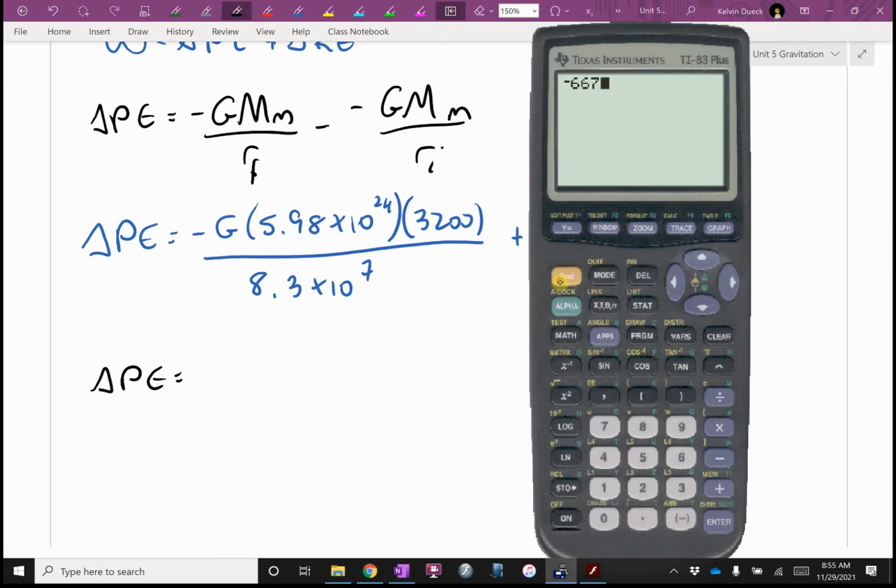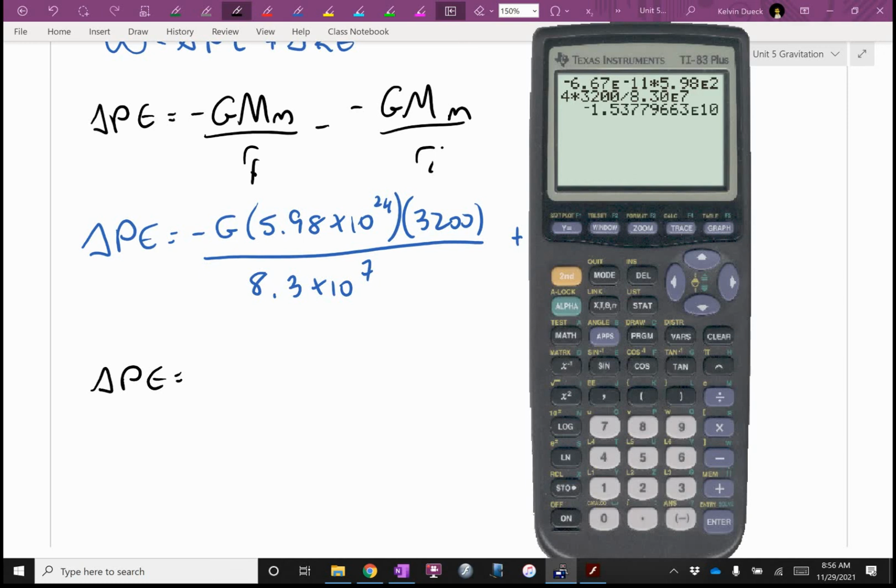Negative 6.67 times 10 to the negative 11 times 5.98 times 10 to the 24th times 3200 divided by 8.30 times 10 to the 7th. I stuck the 0 there because in the next one I wanted to be able to fit 6.38 without having to retype stuff. Looking for typos. I missed a decimal up there, so let's insert that. That looks good. That's a pretty high orbit, this should take a fair bit of energy.